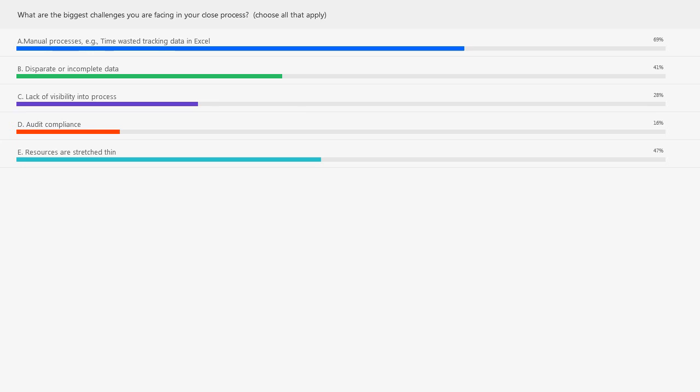Audit compliance, that's always, and the color here is somewhat appropriate, kind of red. As a former auditor, we're always looking for breakdowns in the numbers that are reported. So 15%, that means that there's some important work that needs to be done maybe in that case to make sure that you are able to report your numbers accurately. And then resources are stretched thin, 46, 47%. Yep, understood on that one.